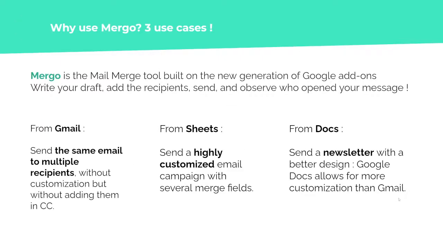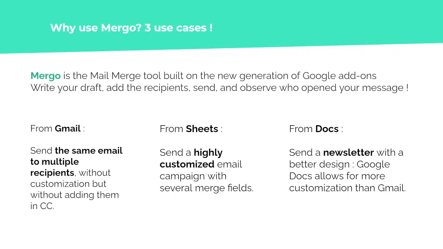Okay, so first of all, what is Mergo and why use Mergo, and three use cases. So Mergo is a mail merge application, which means that you can use that to send mass email campaigns to people. And it's built on the new generation of Google add-ons. It means that it has been validated by the Google security team on their newer and newest security permissions, things like that.